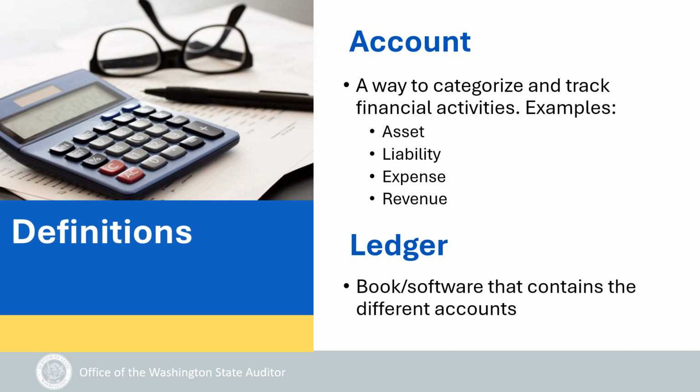Most governments are now using software to track all their financial activity. You may hear this referred to as the general ledger, or GL. Some governments may even have sub-ledgers for specific activity. For example, they may have a capital asset ledger where all capital assets are recorded. The sub-ledger information is then summarized and recorded into the general ledger.